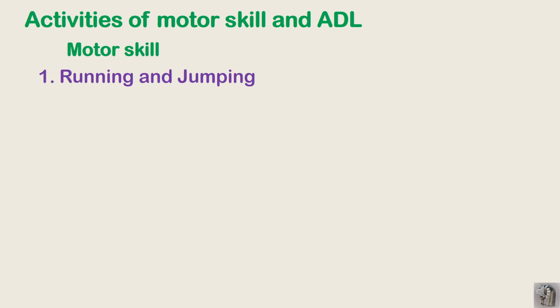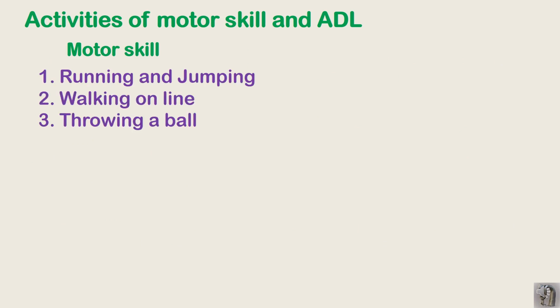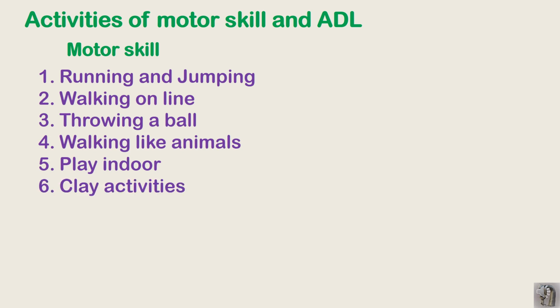So let us see activities of motor skills and ADL. What are the activities of motor skills? Like running, jumping, walking on a line, throwing a ball, walking like an animal, like crawling, then playing indoor games, clay activities, building blocks. There are a lot of other motor activities which you can involve the child in, to develop their motor skills, be it fine motor skills or gross motor skills.